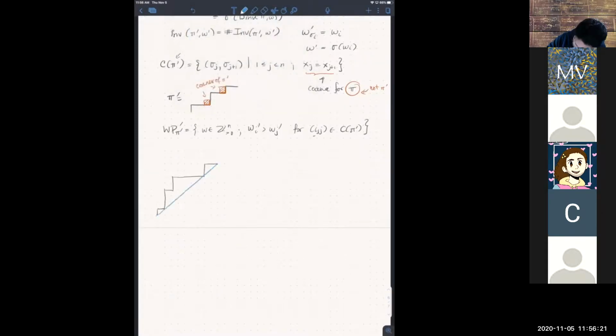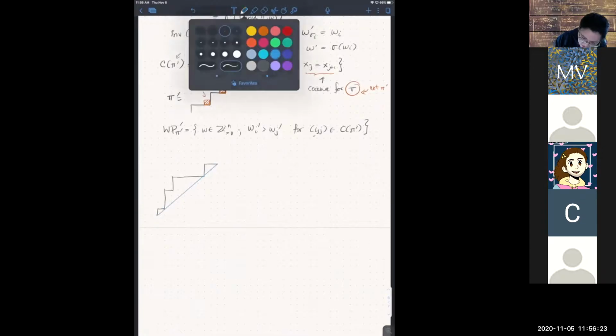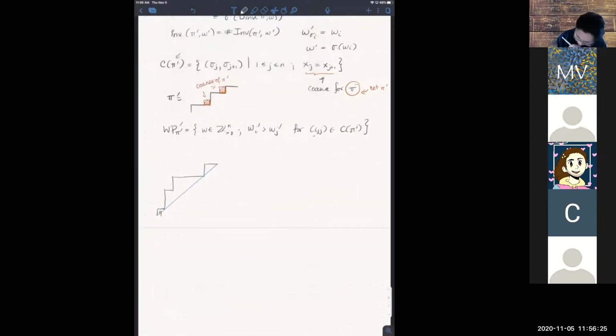We'll just draw the diagonal here, and let me label it. Let me call this pi. This is 9, 5, 2, 1, 2, 5, and 3, 2, 3. So let's suppose this is my pi, and here W is going to be 9, 5, 2, 1, 5, 2, 3, 2.